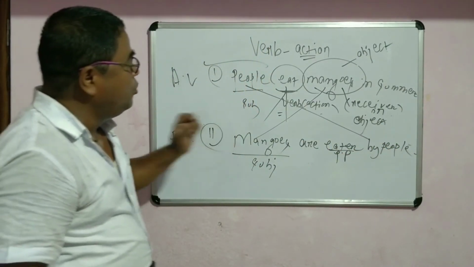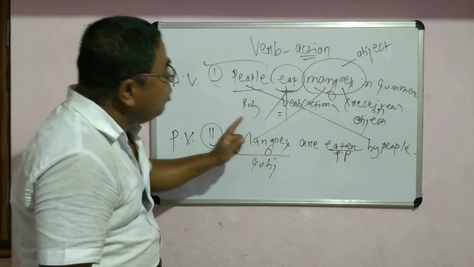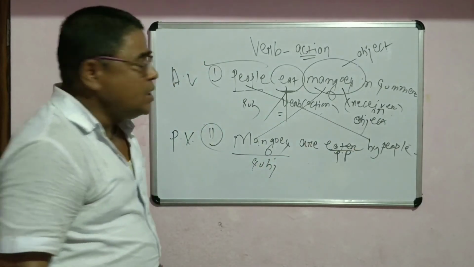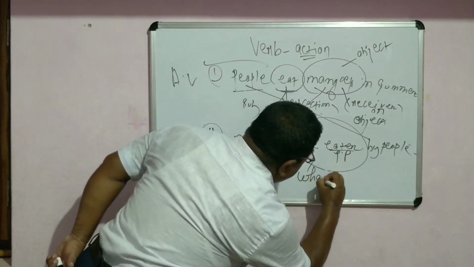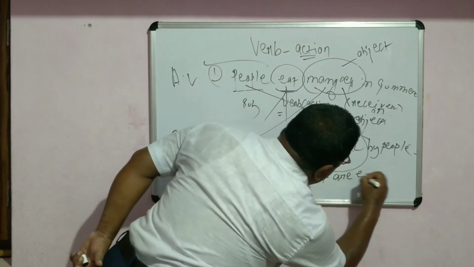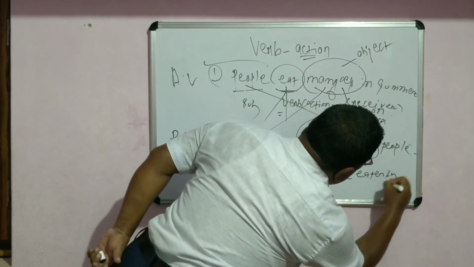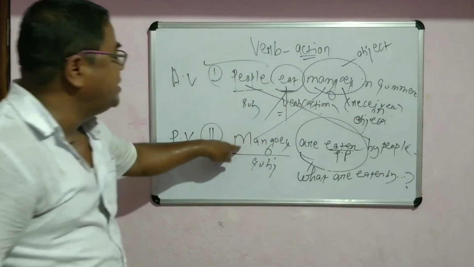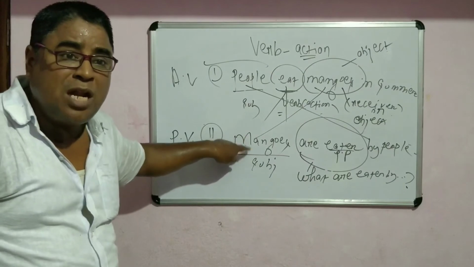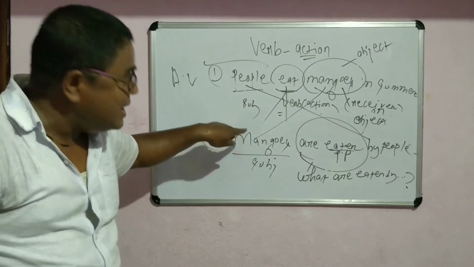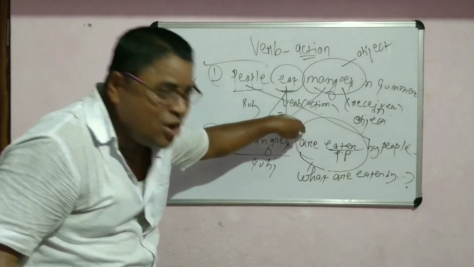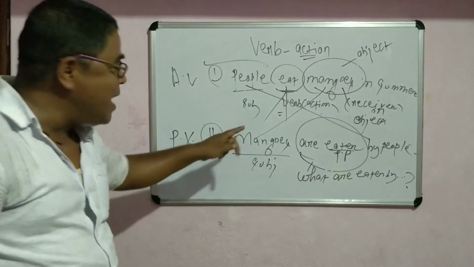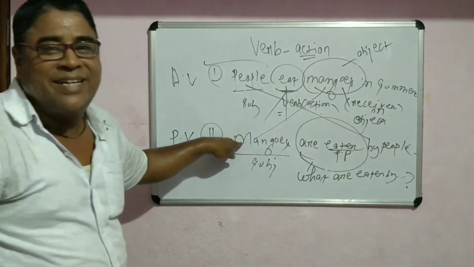Now again I have to prove it. If I ask the question, what are eaten by people, now you just make a question particular to the verb. What are eaten by people? Obviously your answer is mangoes. Here the subject mangoes is not doing something. Rather the subject mangoes suffers the action of eating. When mangoes suffers the action of eating, it is passive.